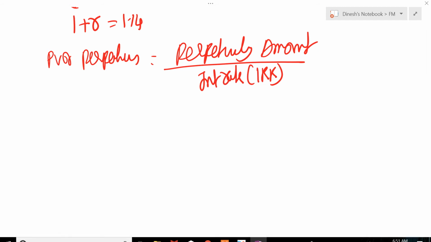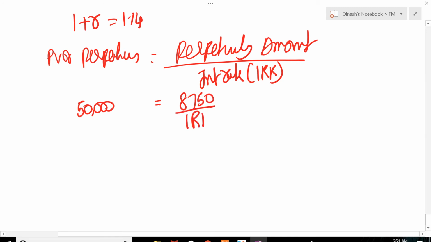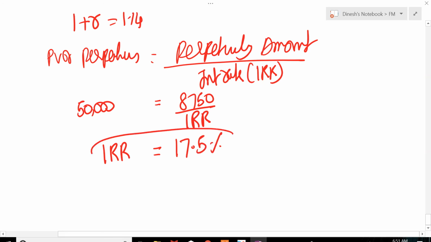What's the present value of perpetuity? What is the initial outflow? 50,000 is equal to, every year we get 8750 by IRR. So IRR is 17.5%. Clear? Can you proceed?